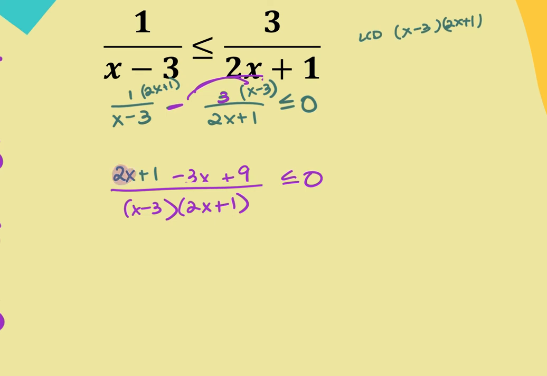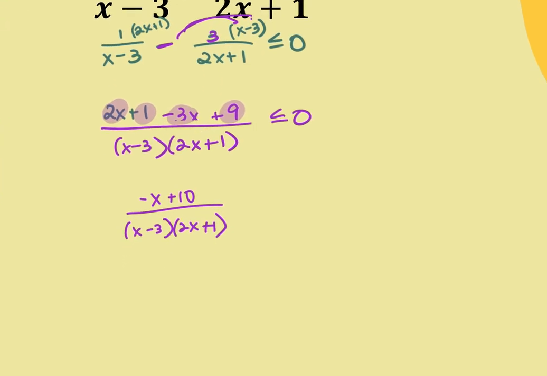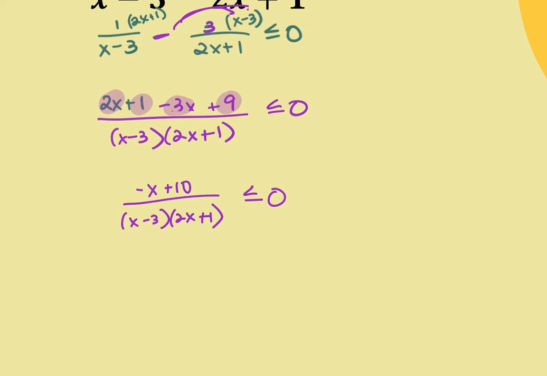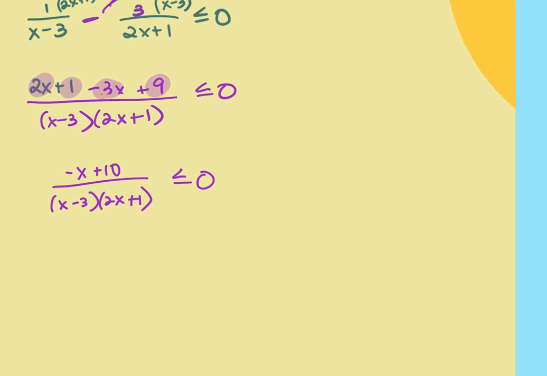Then I combine my like terms. 2x minus 3x is negative x. Positive 1, positive 9 is positive 10. Denominator, I'm going to keep separate, because I just have to factor it back out anyways. And again, I have 3 things to set equal to 0. My numerator, and then the denominator in both parts.